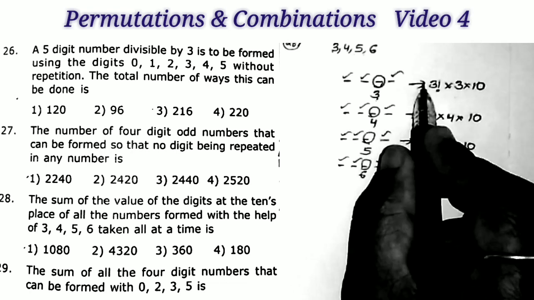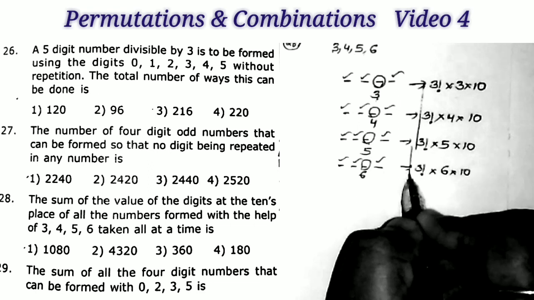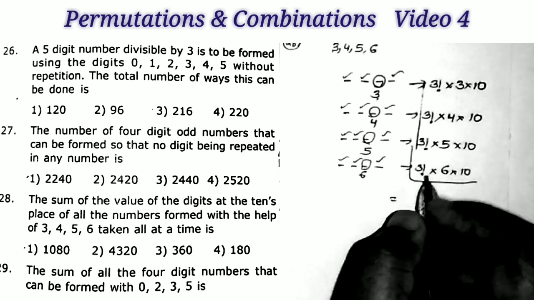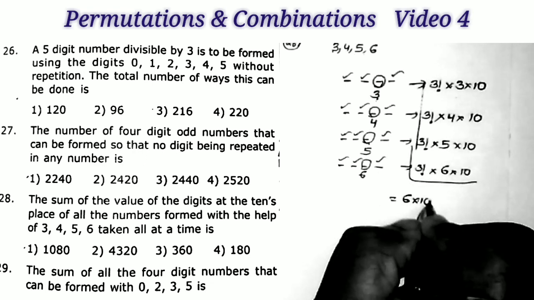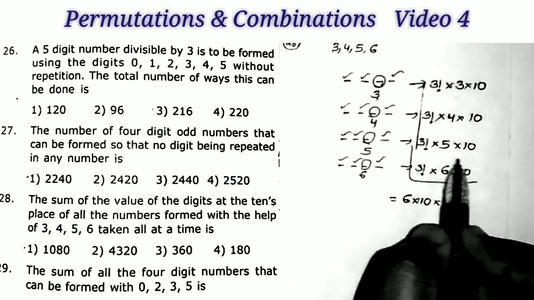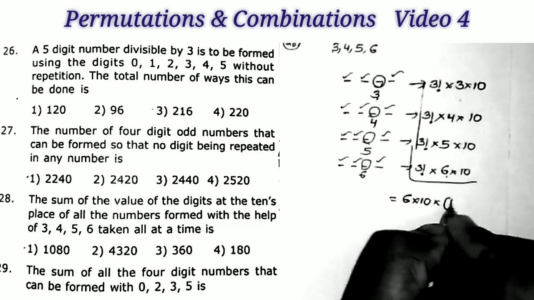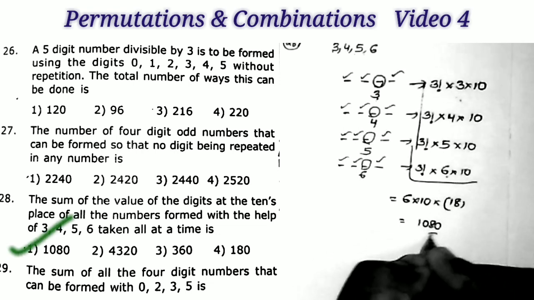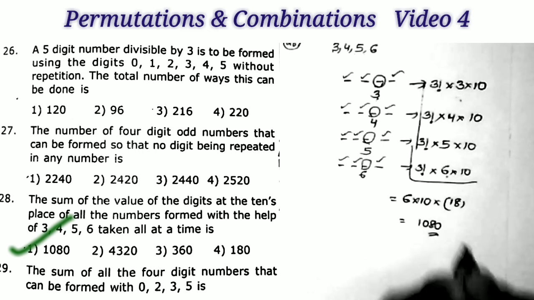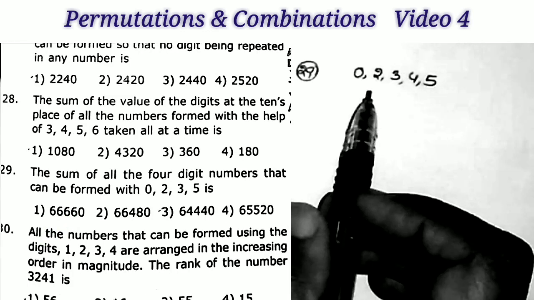Now, we want the sum of the digits, that is the sum of all these values. Okay, this is equal to, what is 3 factorial? 6. Now, what is 10? 6 into 10. Taking 6 into 10 common here, adding these values then becomes 18. Therefore, the answer is equal to 1080. That is the first option. That's all.